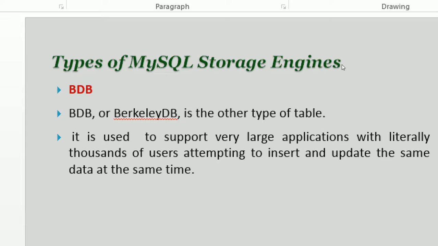In INNODB, there is a row locking mechanism. You cannot update the same row when I am updating it. Clear? But the maximum number of people who can insert or update records is 800. Clear? But in BDB, it can support thousands of users, 5,000, 10,000, 15,000, 20,000 people, and they are modifying the same data at the same time. No problem. Is it clear?